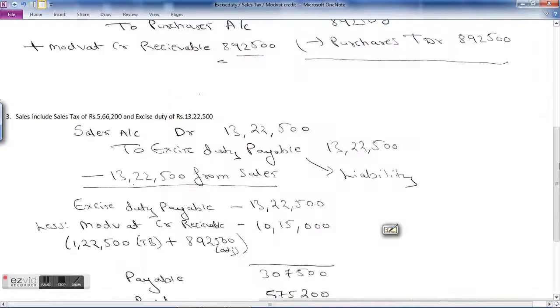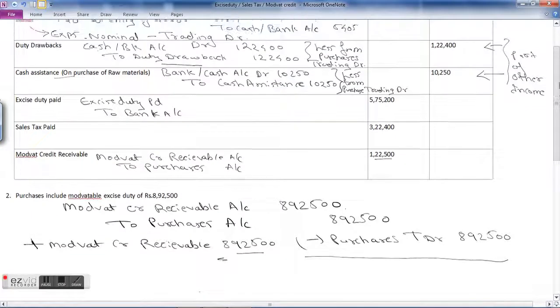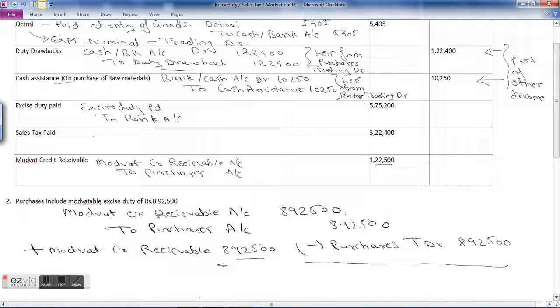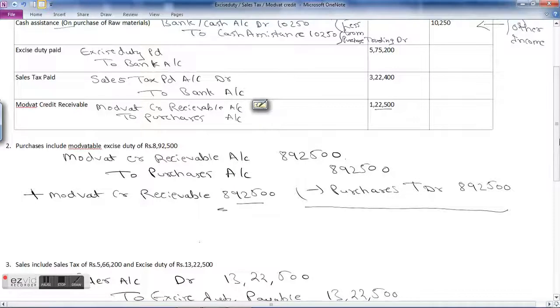Okay, now next is sales tax paid. Okay, sales tax paid is also a kind of tax which is on the selling price. Okay, so here the entry will be sales tax paid account debit to bank or cash account. Okay, this is the entry which has been passed here. Now this is an asset. Okay, this is our asset since we have paid the sales tax.